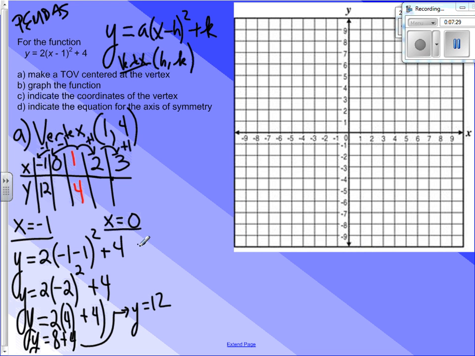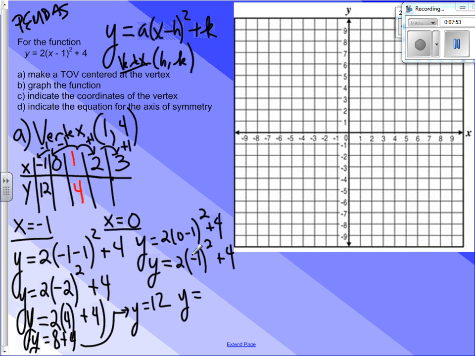Now let's do 0. Wherever I see an x, I'm going to plug in 0. Subtract first, inside parentheses, that's going to give -1 squared. Square -1, -1 squared is +1, plus 4. Multiply, 2 times 1 is 2, 2 plus 4 is 6. We plugged in 0, we got back 6.